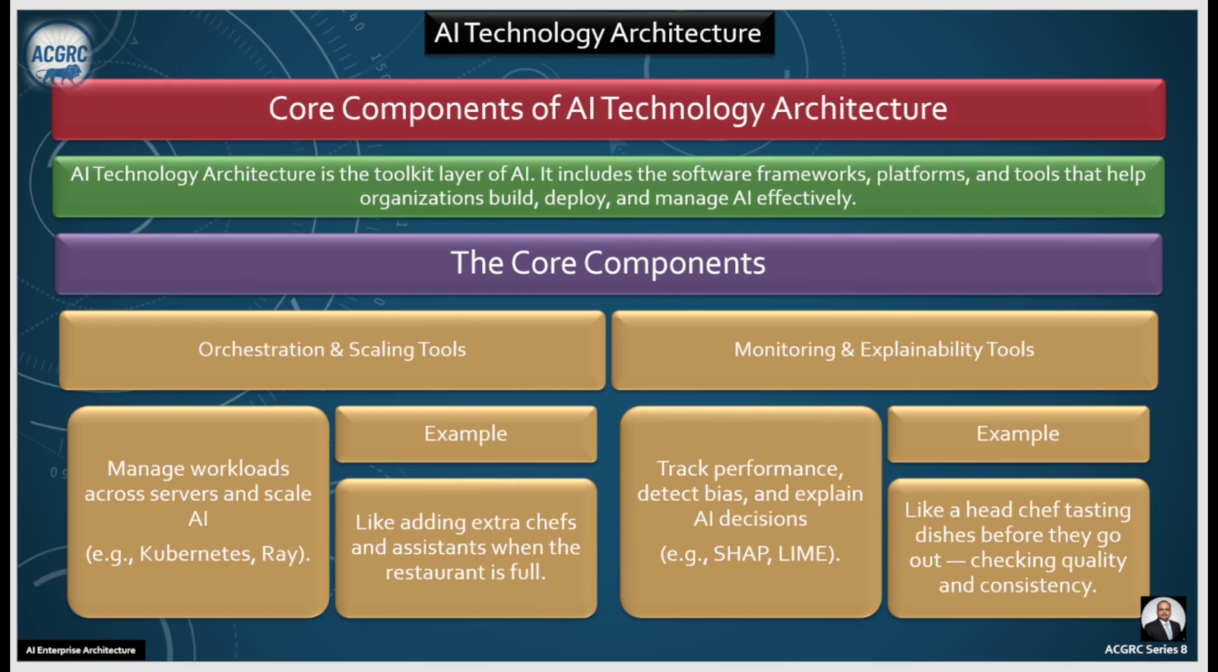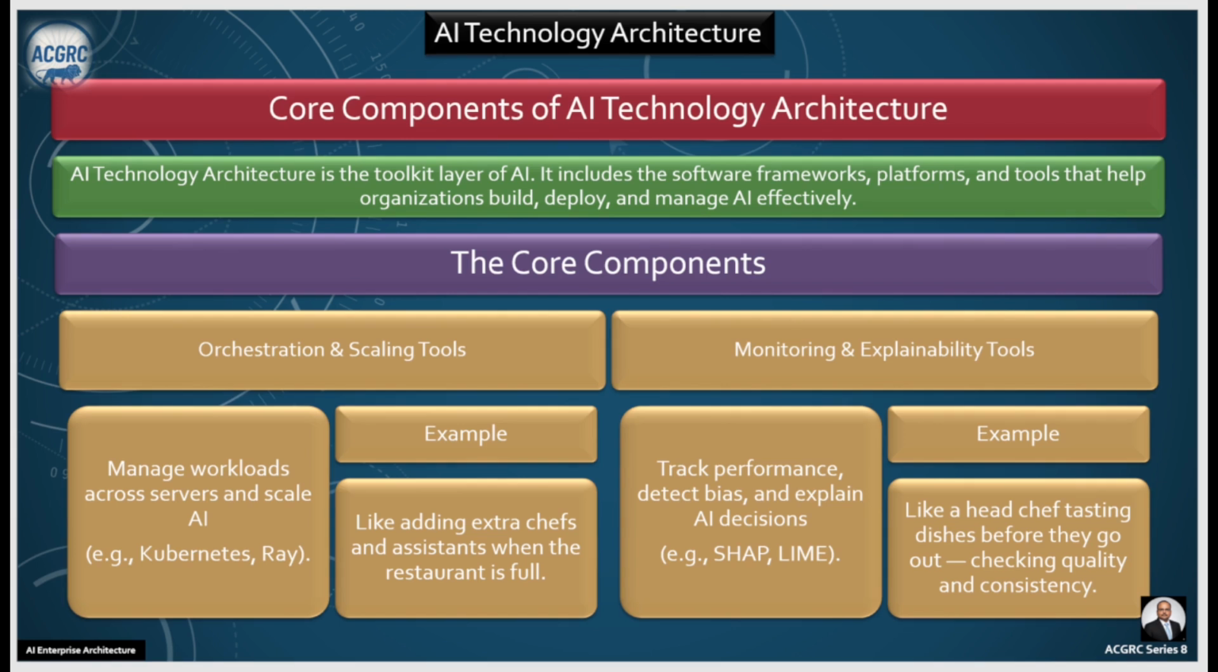Then we come on to the orchestration and scaling tools. These manage workload across servers and scale the AI. These are your Kubernetes and Ray. It's like adding extra chefs and assistants when the restaurant is full.